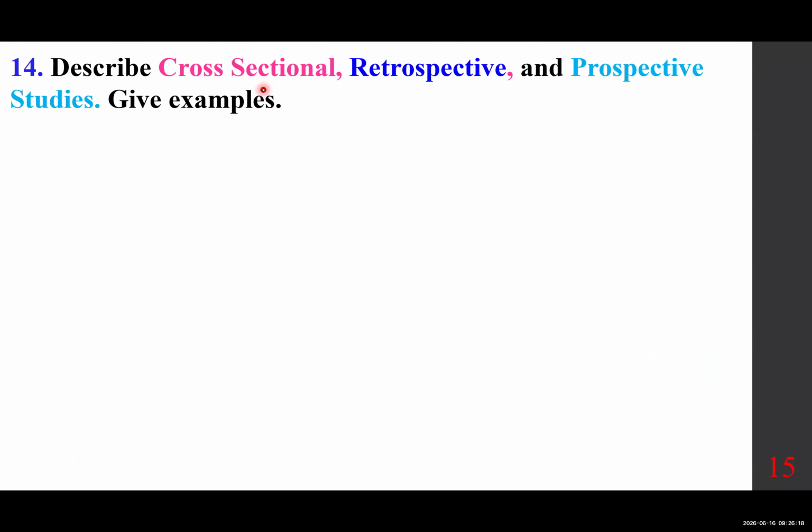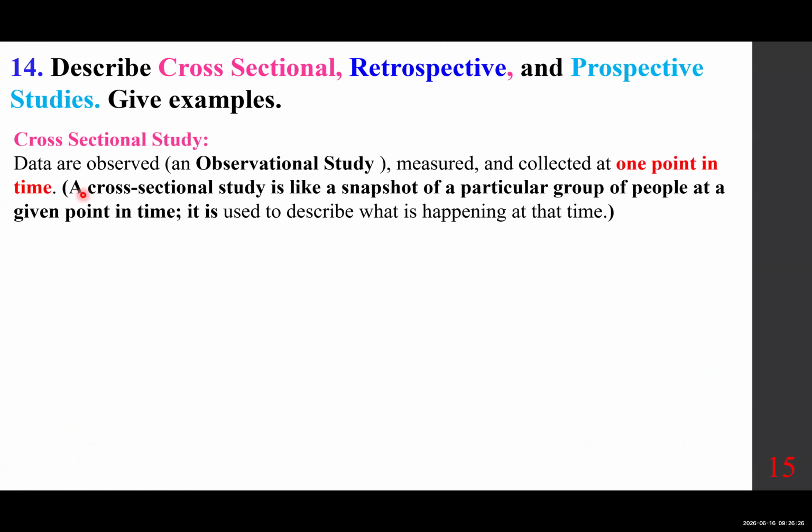Describe cross-sectional, retrospective, and prospective studies. Give examples. So cross-sectional: data are observed, an observational study, measured and collected at one point in time. A cross-sectional study is like a snapshot of a particular group of people at a given point in time. It is used to describe what is happening at that time.